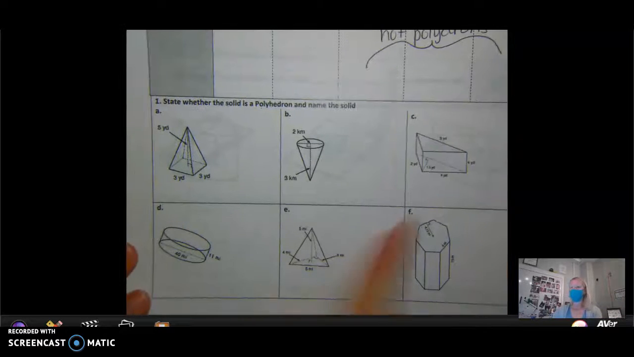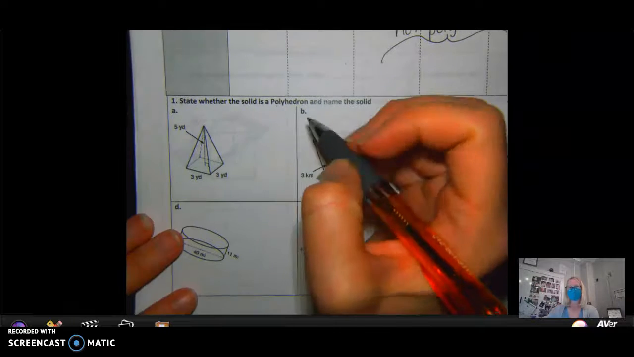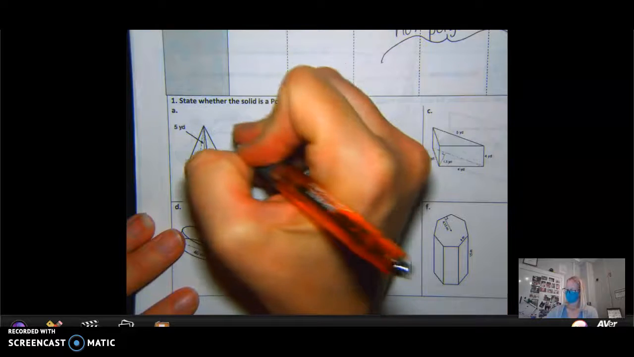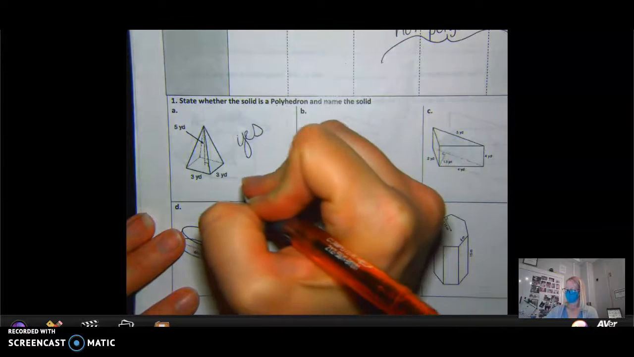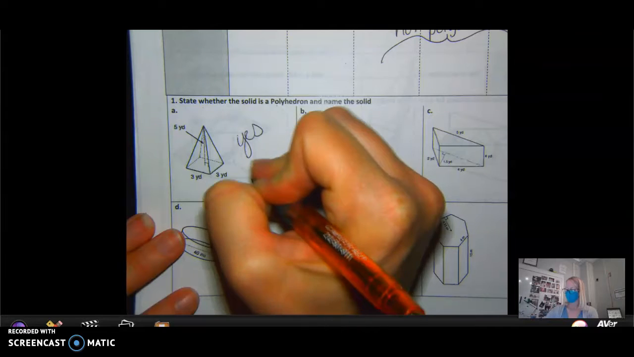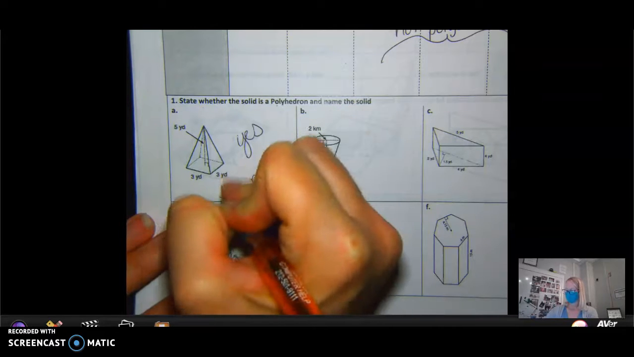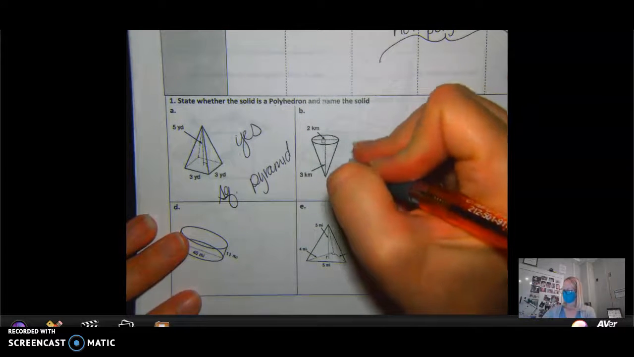On the following 6, say yes or no to each, whether it's a polyhedron or not, and then name it. Whether it's a yes or no answer, still name it. So go ahead and try that real quick. Yes or no on A? What do we call it? It is a pyramid. What kind of pyramid? How do I know it's a square pyramid? Yeah. B, yes or no? What is it?